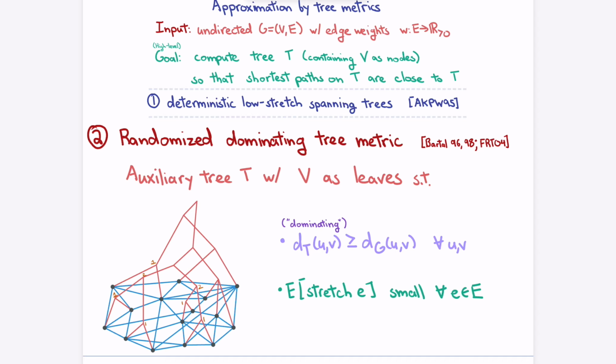Okay, and then we're going to focus on a different notion of average. Our construction is going to be randomized, and we want to make sure that for every edge, its expected stretch is small. Any single tree is going to mess up some edges, but every edge on average, if I had run this tree many times, is going to be okay.